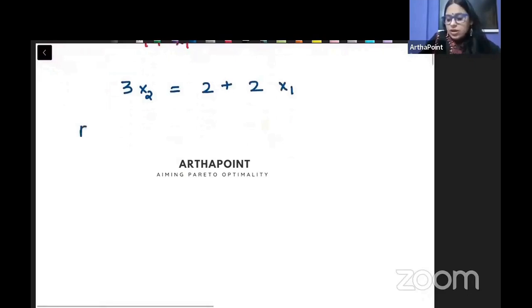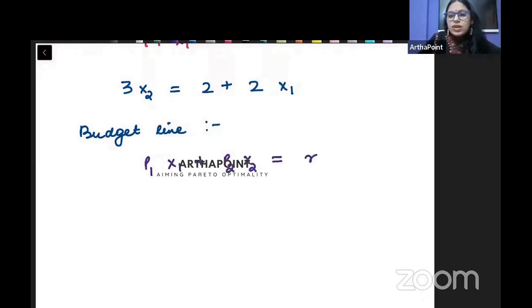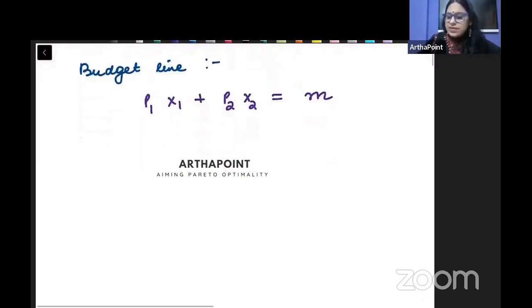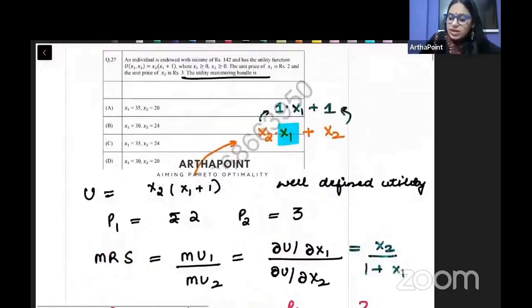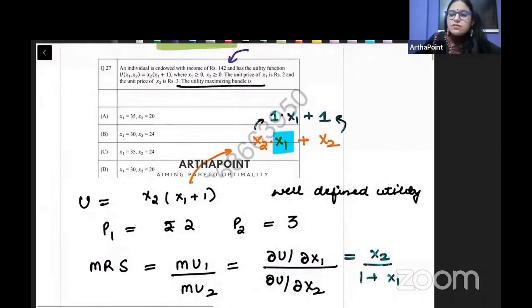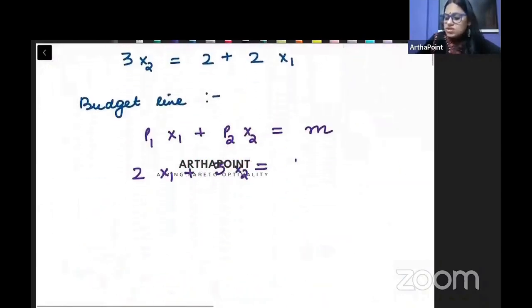Right? Achha. Now tell me, beta, how will you write the budget line? Budget line का क्या equation होता है? It is P1x1 plus P2x2 is equal to income of the consumer. Beta, P1 is given to you as 2x1. P2 is given to you as 3x2. Income कितना दिया हुआ है consumer का? The income of consumer is given to you as 142. So it is equal to 142.